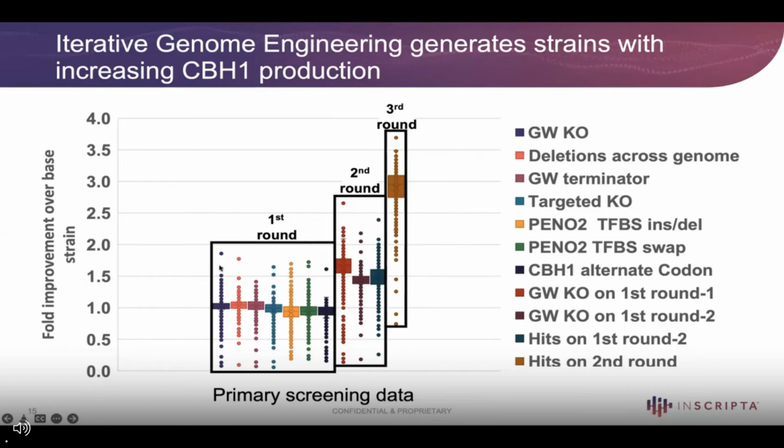So what would happen if we took all of those winners, all of those fantastic hits, recombined them, generated a new library, and stacked it on top? And that's exactly what Eric Abate did. He took those hits and generated new genome-wide knockouts and different expression variants on top of that, as well as the hits library on top of that.